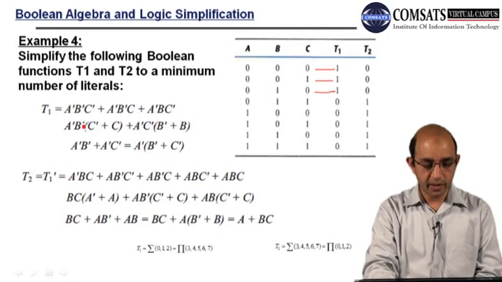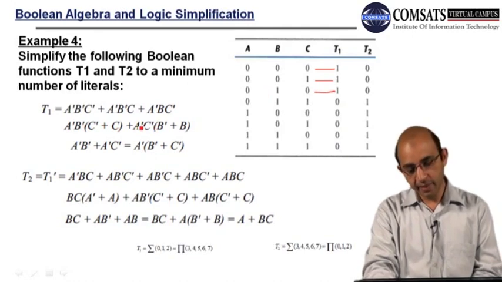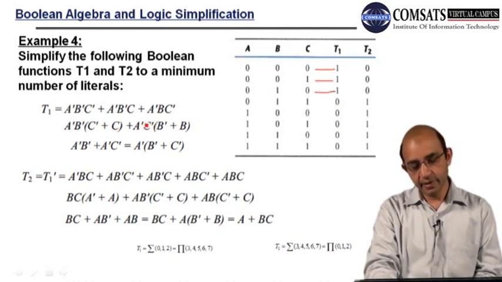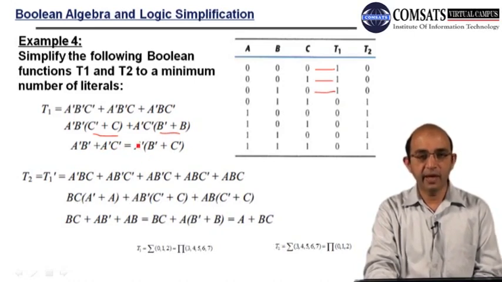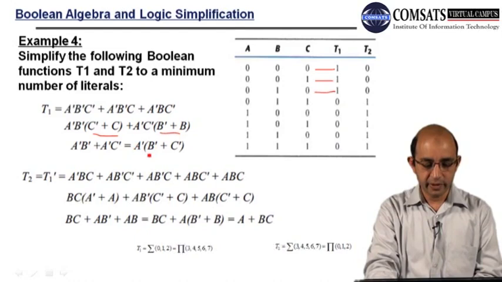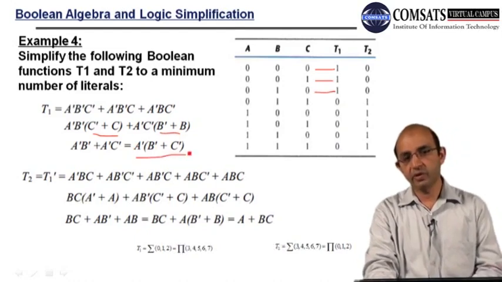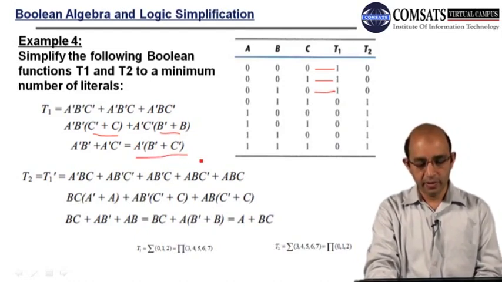So we will take common A bar B bar, C bar plus C, and A bar C bar, B bar plus B. So we have C plus C bar, this is always 1, and this is always 1. So we are left with A bar B bar, A bar C bar. Now you can take A bar as common, so this is the final expression. We cannot simplify it more.